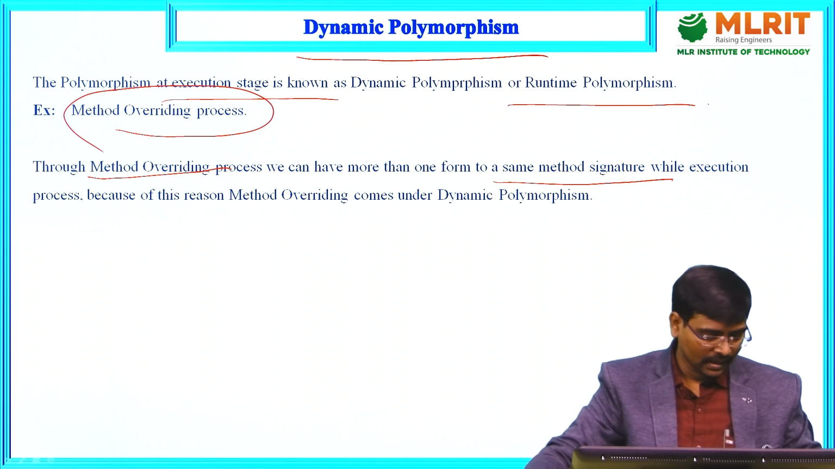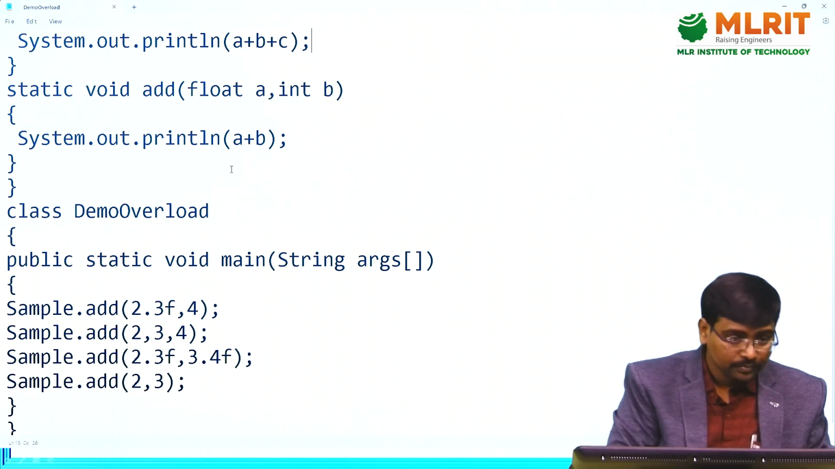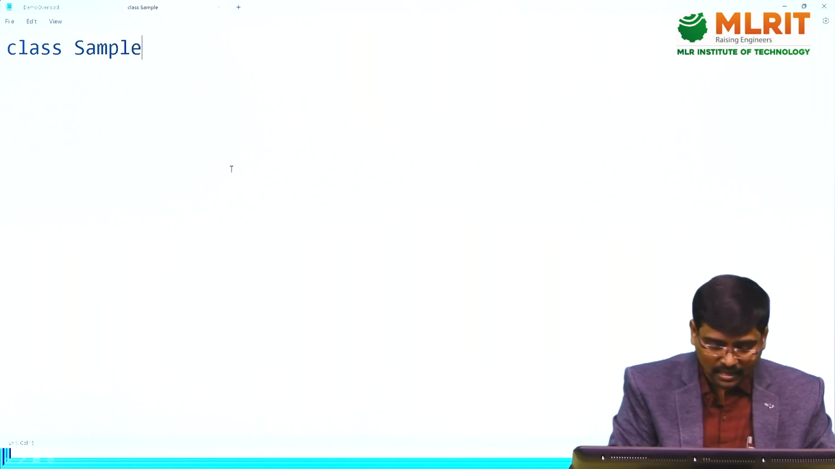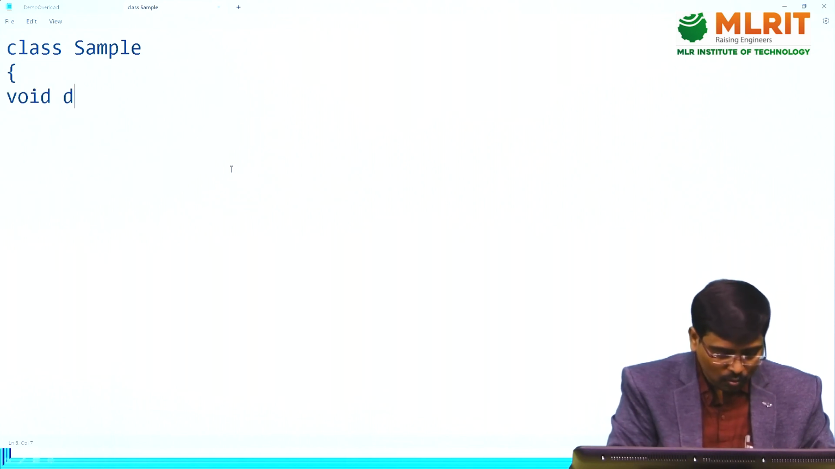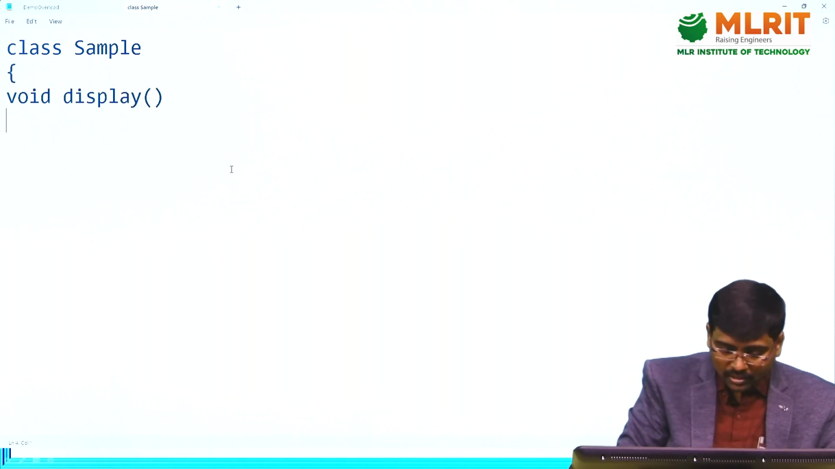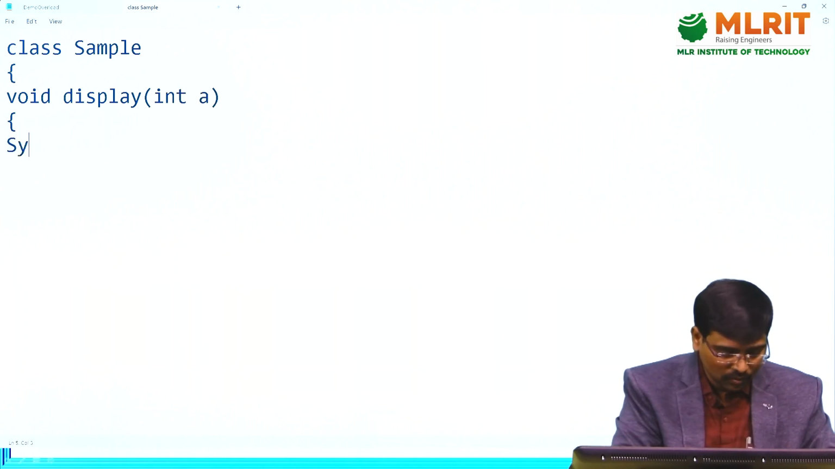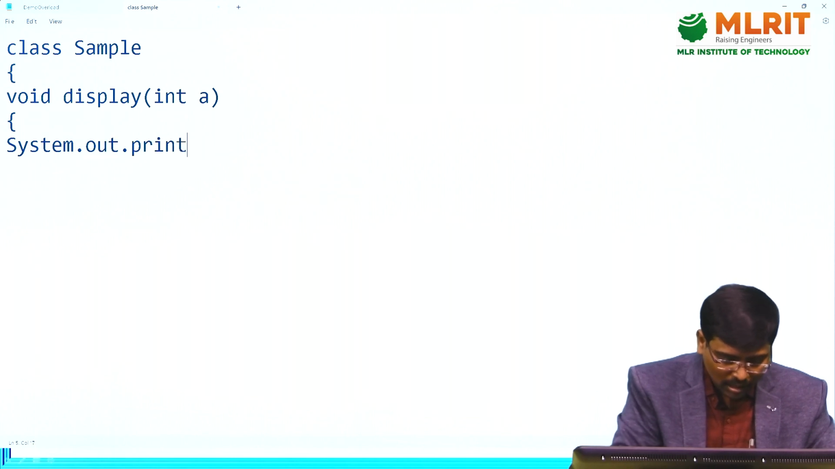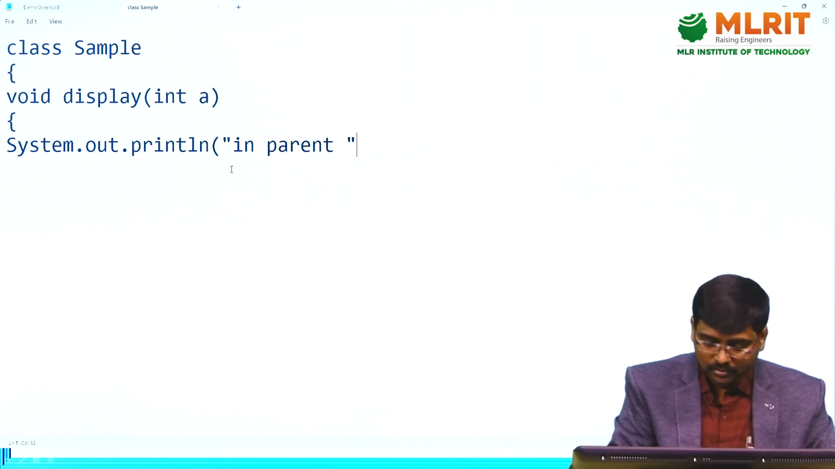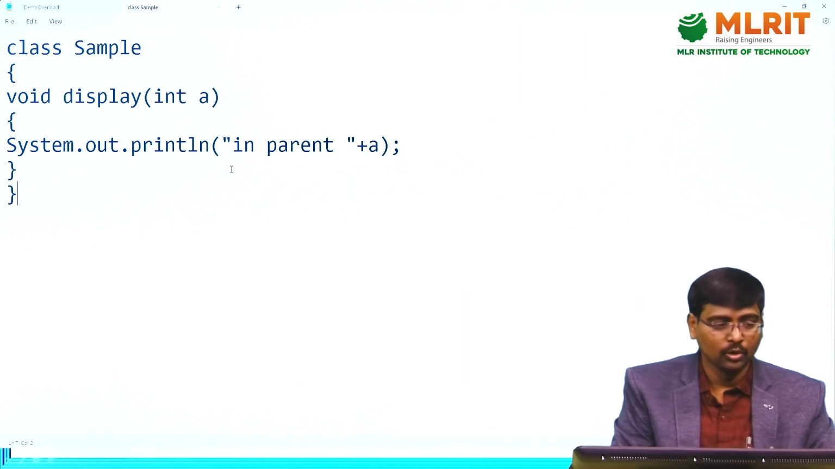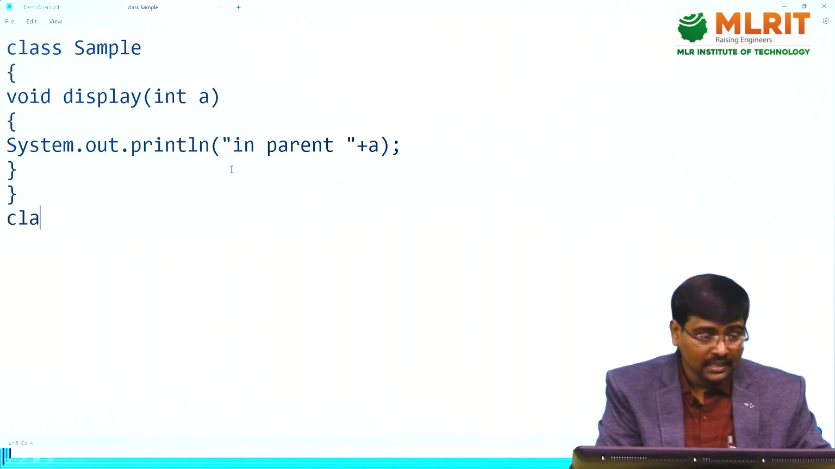Overriding. I will show you with one example. Now, class Sample1. Within this class, take one method, void display(). Within this display method, int a = 3, or some variable. Within this, I am doing System.out.println("in parent " + a). I am just printing the value of a in parent. Close this one.